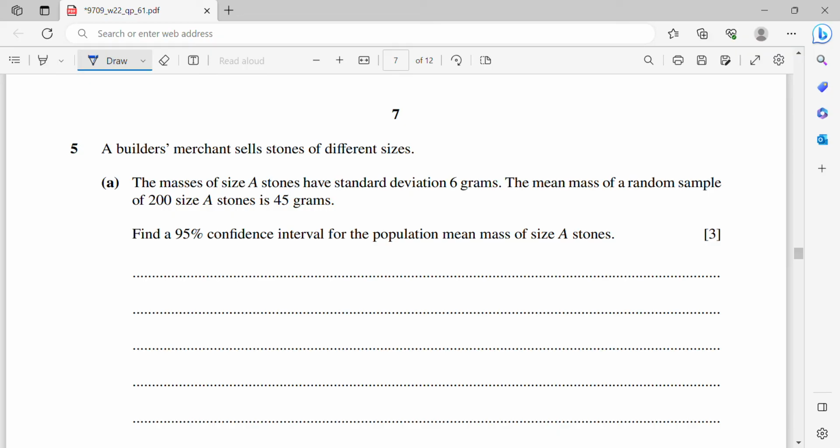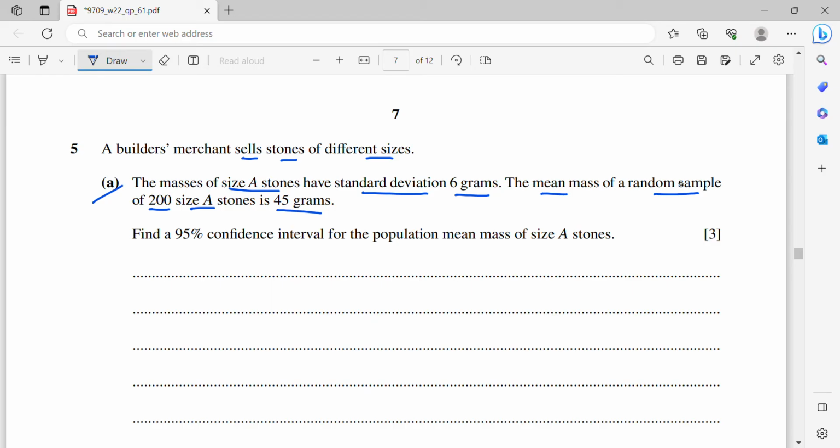Okay, next we move on to question 5. A builder's merchant sells stones of different sizes. A. The masses of size A stones have standard deviation 6 grams. The mean mass of the random sample of 200 size A stones is 45 grams.